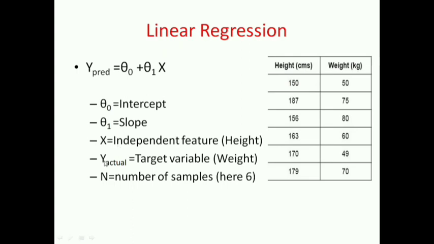And there is a difference between the two values of y: the one given in the data set, which is the weight, and the one you are calculating using this equation. The one from the equation is the predicted value, and the one provided in the data set is the actual value. So y is the target variable, and in this problem it is equal to the weight. The index represents the number of the sample; in this problem, it goes up to 6: 1, 2, 3, 4, 5, 6.